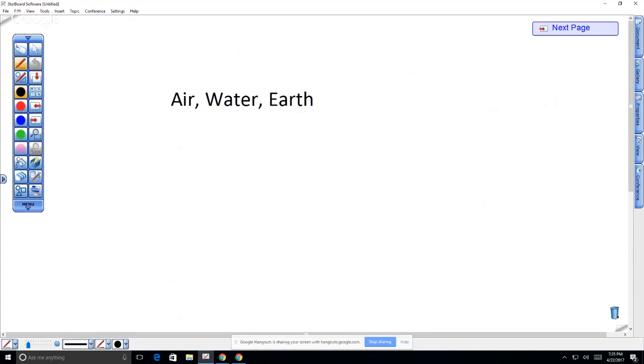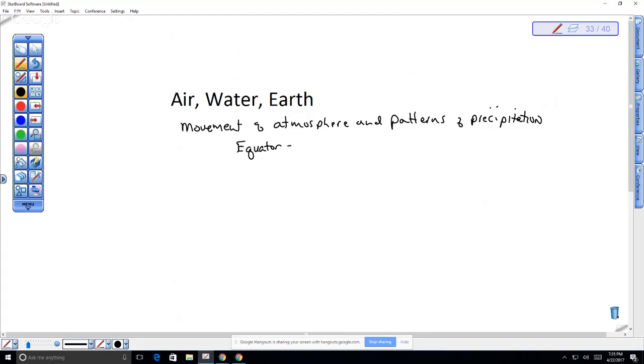Okay, so let's talk about patterns, physical systems of air, water, and earth. So when we look at air, we can talk about precipitation in the atmosphere. So the movement of the atmosphere. And patterns of precipitation. Okay, so in the equator we see that precipitation is greater than evaporation. So it rains a lot, and so it rains more than water is evaporated. And so this would, for example, create tropical rainforests.